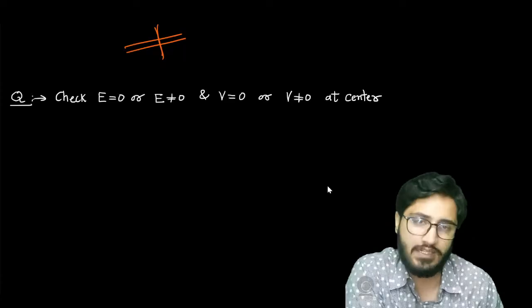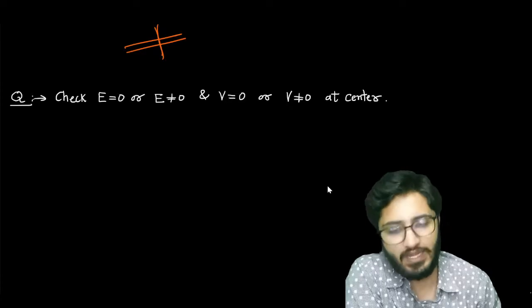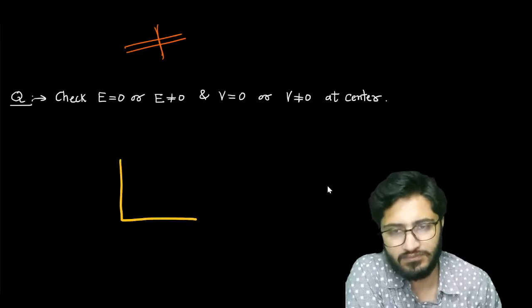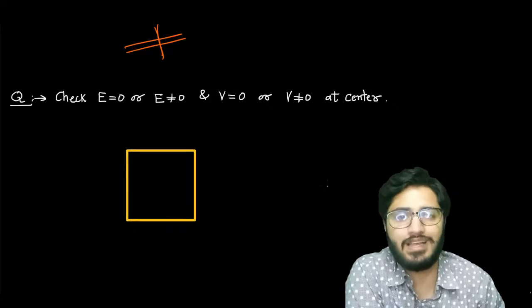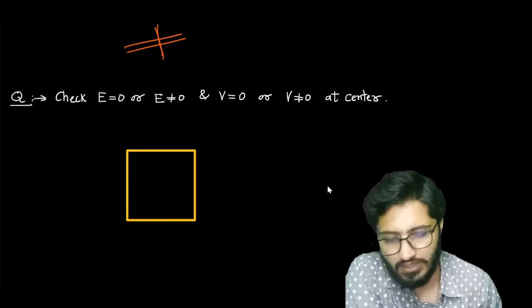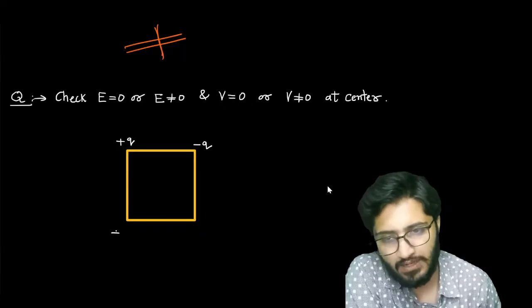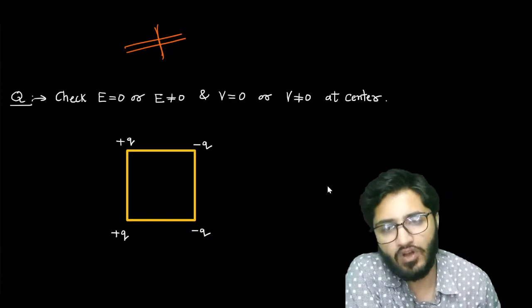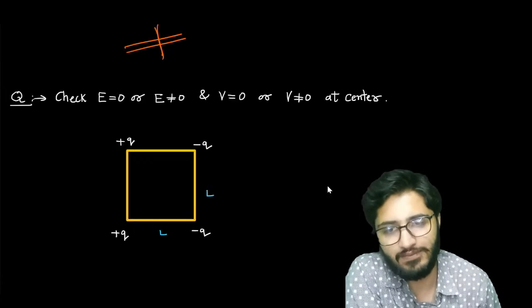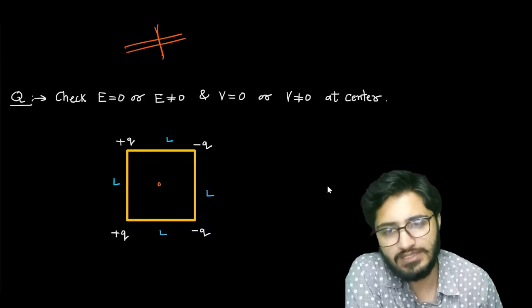This is my numerical, and my figure would be like this, a square figure. Here, plus q is at this corner, minus q at this corner, plus q at this corner, and minus q at this corner. If the length of the square is L, now this is the center of it.